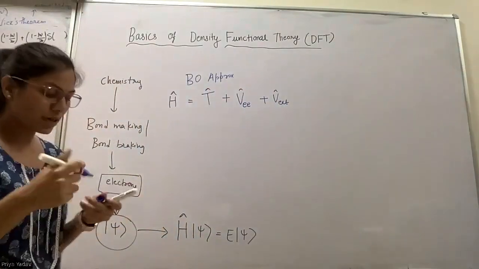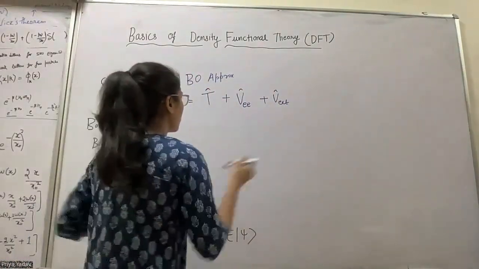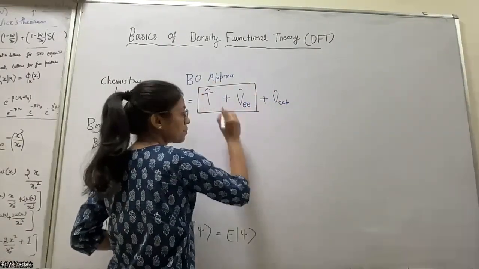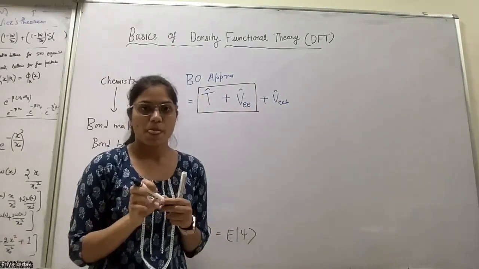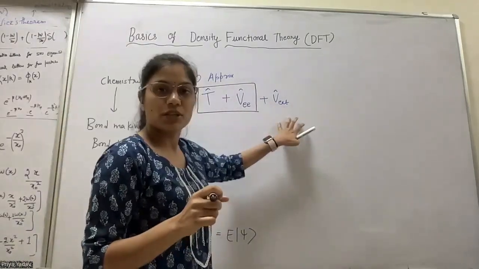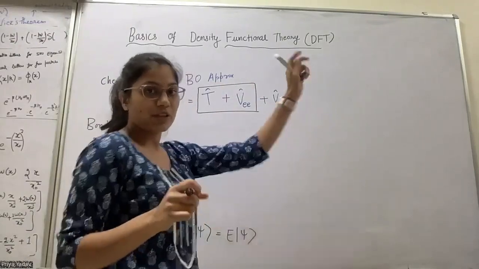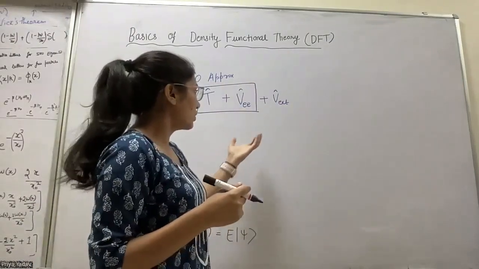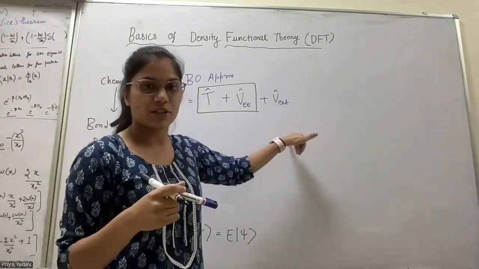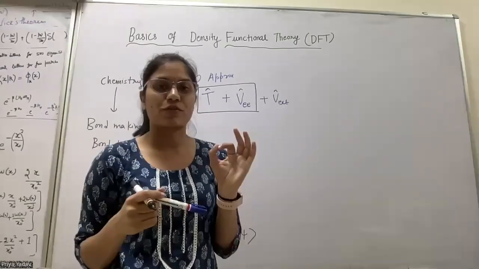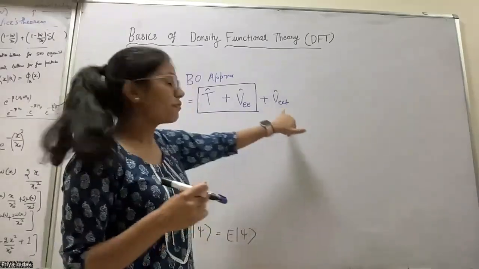So for a given number of electrons, this part will remain the same. It will not change. The part which will change is V external. If I change the position of my nucleus or the atomic number, V external changes, because it depends on that. So my Hamiltonian for a given number of electrons depends on V external.